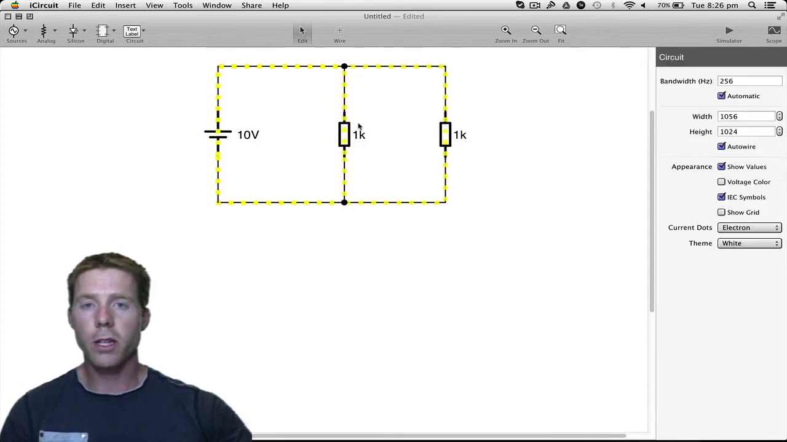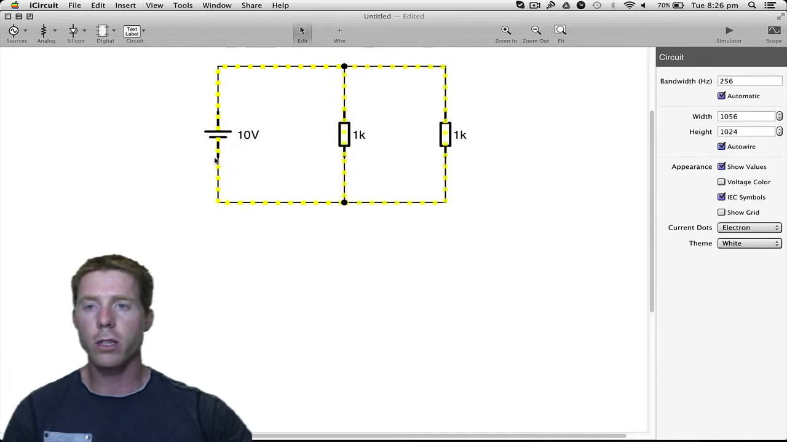Notice where this resistor is connected to. The top of it goes straight to the positive of the power supply. The bottom of it goes straight to the negative of the power supply. Therefore, we have a complete short circuit straight to the bottom, a complete short circuit straight to the top.